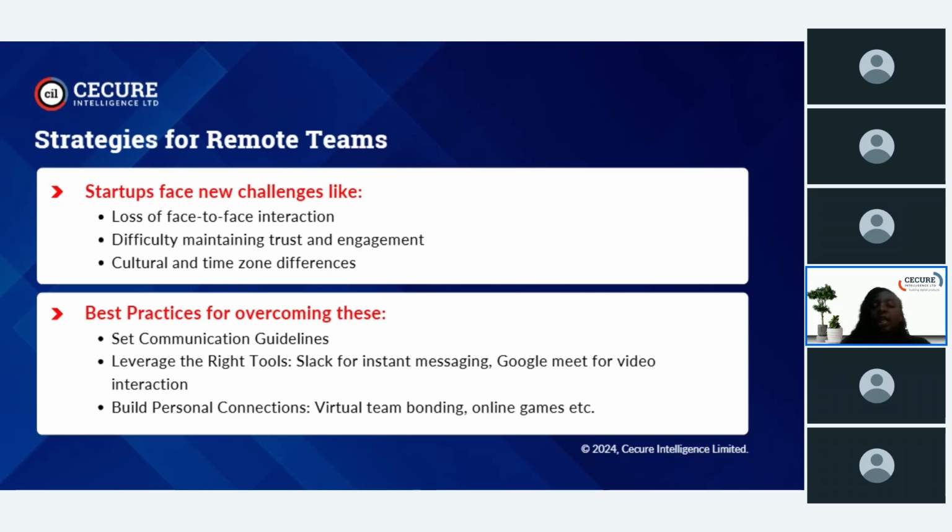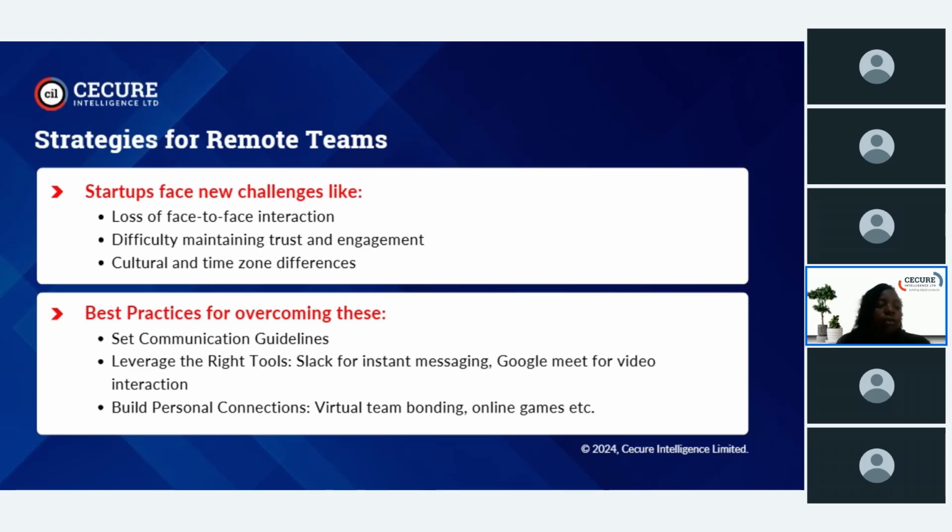And these challenges are peculiar to a remote setting, not a physical work environment, one of which is loss of face-to-face interaction. Unlike where you go to your physical office, you interact, you see your colleagues, get to discuss, get to gist sometimes, walk into each other's office, and sometimes you just grab a drink after work and all of that. That wouldn't be the same for a remote team. So one of the challenges they have is loss of face-to-face interaction.